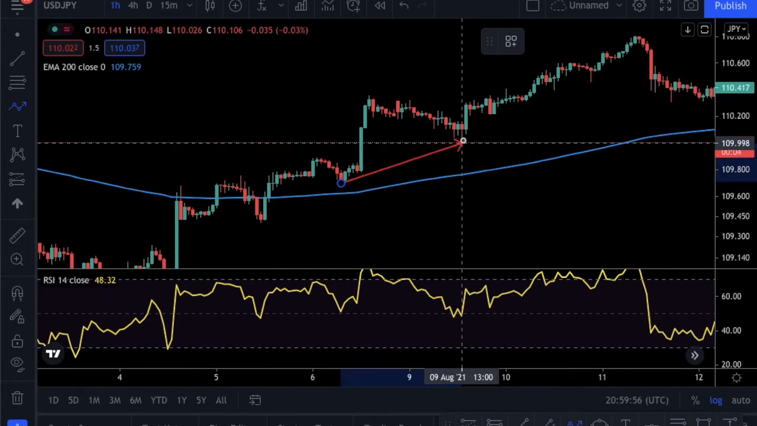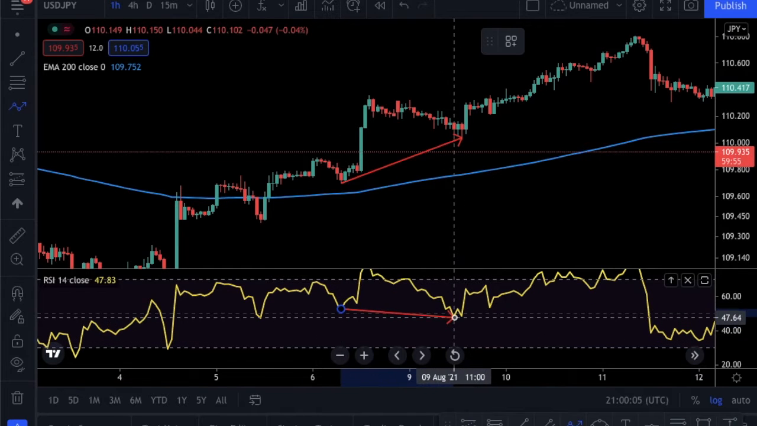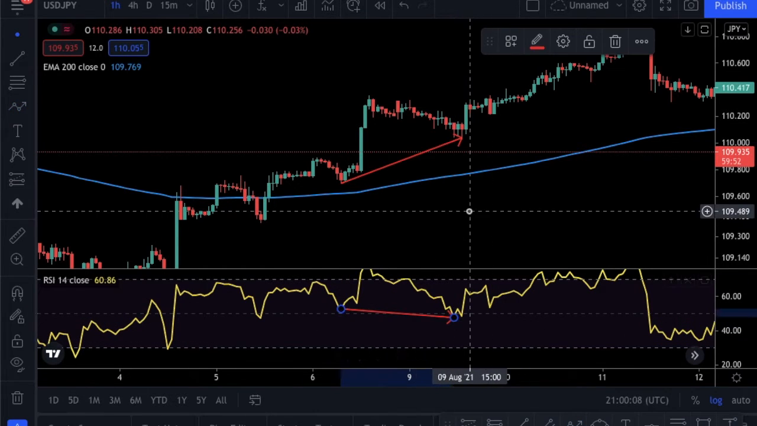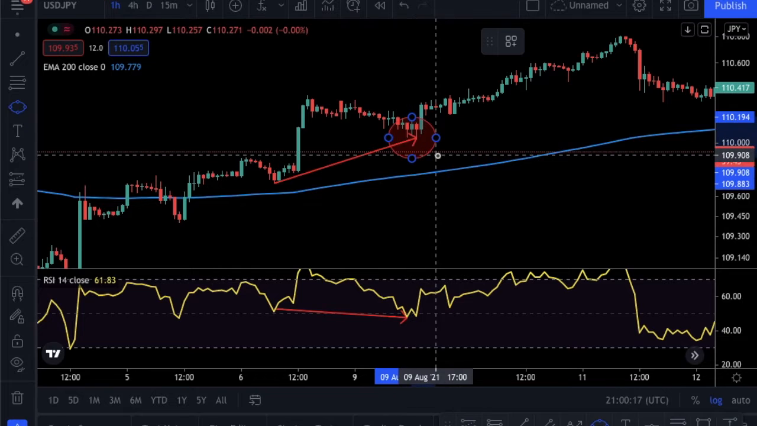Here you can see that price made a higher low, but the RSI indicator did not follow the price movement and made a lower low. It means there is a hidden bullish divergence and the trend is most likely to continue. So we will move to the lower time frame to search for possible entries.